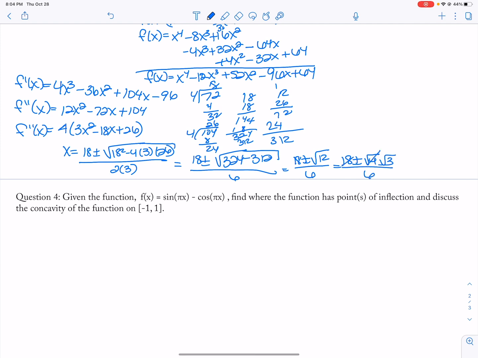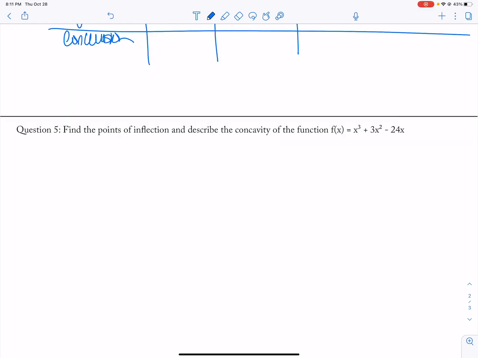So that reduces to 9 plus or minus root 3 over 3. Okay, so I really did not intend on that last one being so weird. So I'm just going to say that if you end up skipping that question, that's totally fine. I did not expect it to look like that. That is such an epic mess.